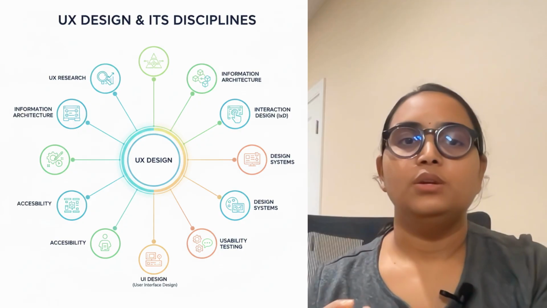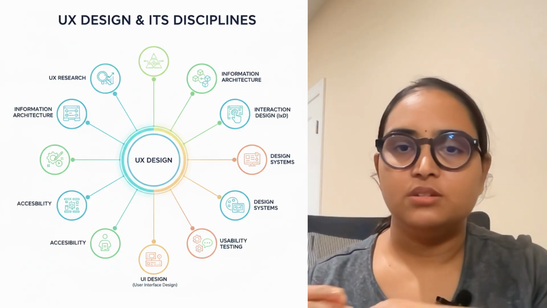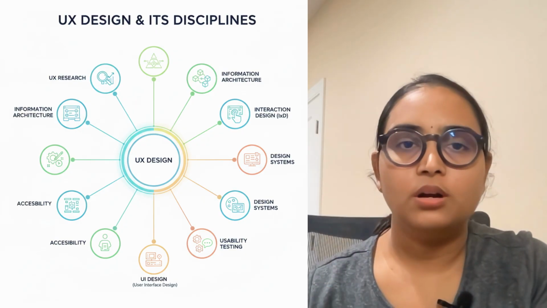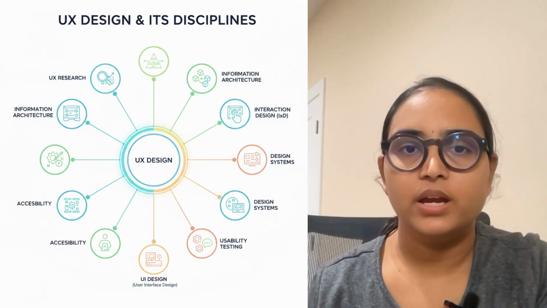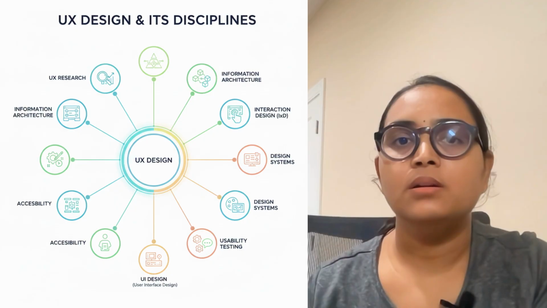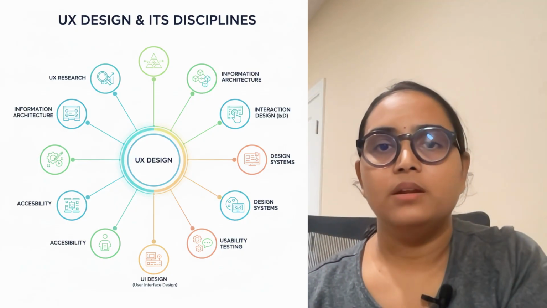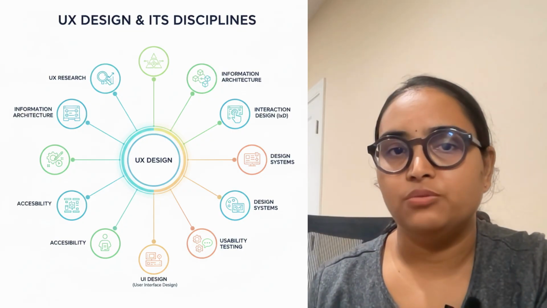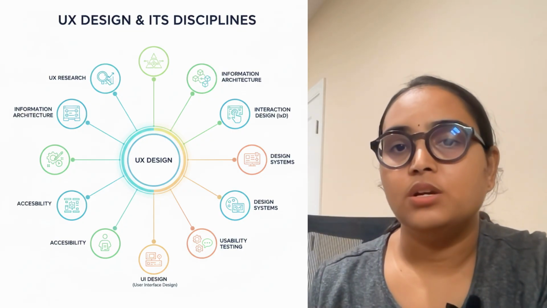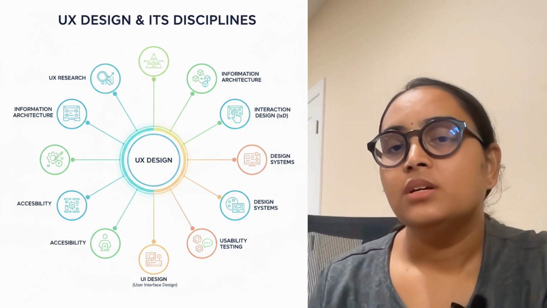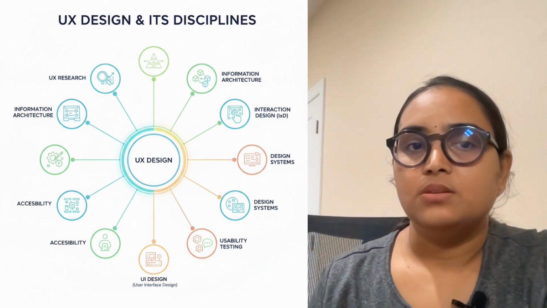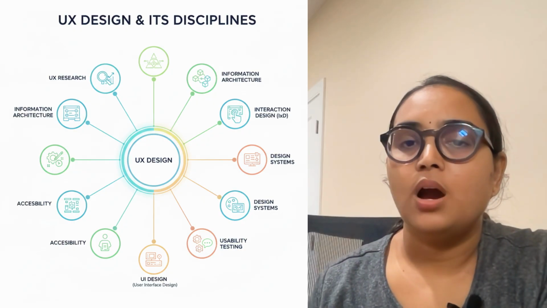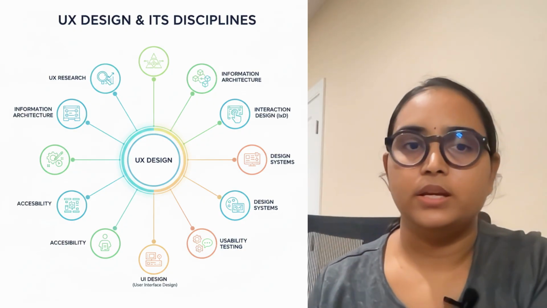UI design, which means user interface design. The visual layer of the product focuses on colors, typography, layout, visual hierarchy, components. And note here, UX and UI are related to each other. For example, if you are using an online shopping application, UX is all about the functionality, whereas UI is focused on how the application will look.